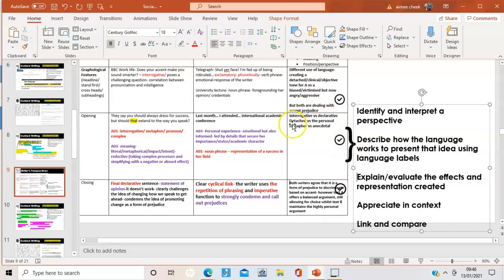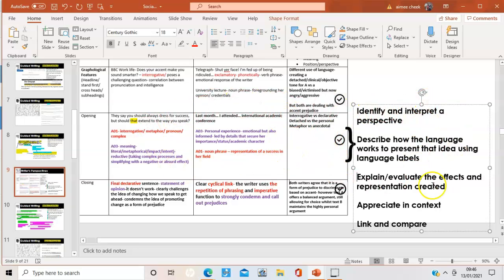Okay, now all over here as well, we've already done some points of comparison. So we've got the interrogative versus declarative. We've got the detached BBC approach versus the personal approach of text B. We've got metaphor versus anecdotal. So we've already highlighted some potential differences. So can you see that this table is almost like thinking out loud? I'm thinking out loud on paper. These are all my thoughts.